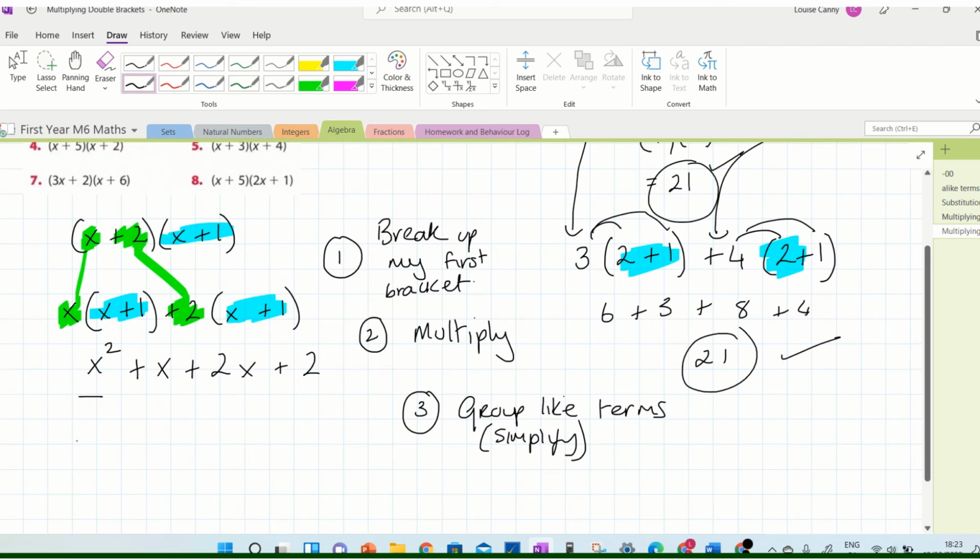So let's go along. I have only 1x squared, so I have nothing I can group that with. I have plus x plus 2x, which is plus 3x, and then I have plus 2. And I can do nothing more with that.